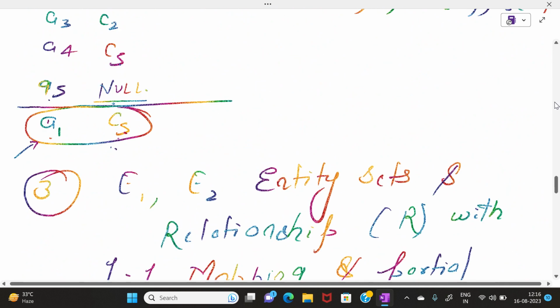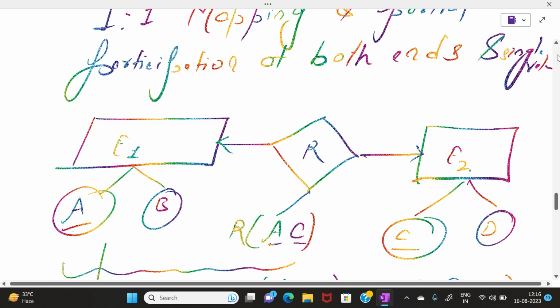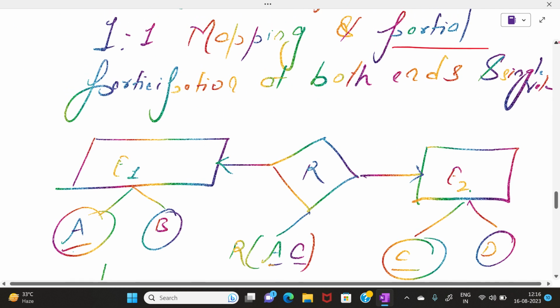Why? Because if we combine them together as one, we don't have the primary key there. We have the null values because there is partial participation. This one is important at both ends. If it wouldn't be, then the condition would be something else, right? That also we will see next, that is the total participation case.